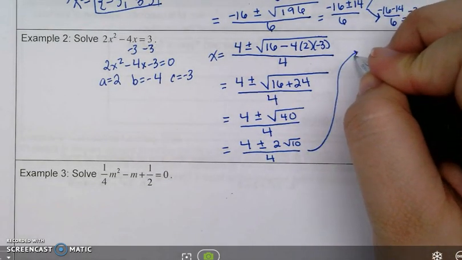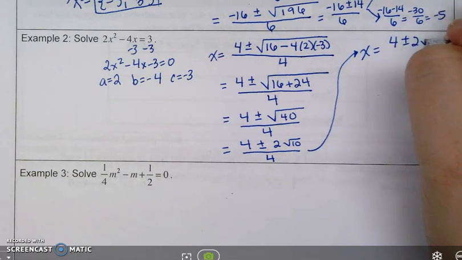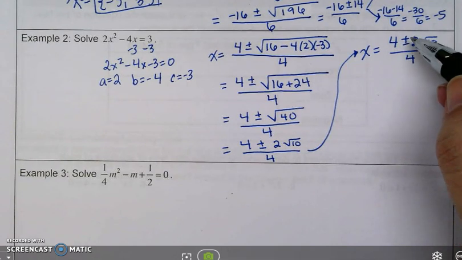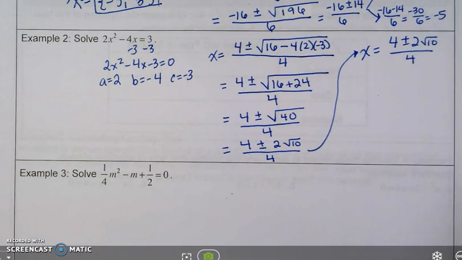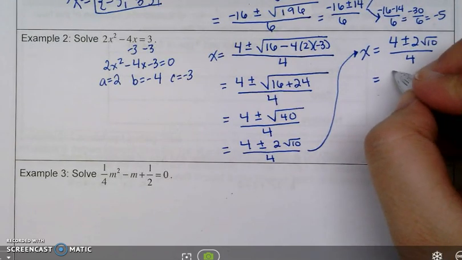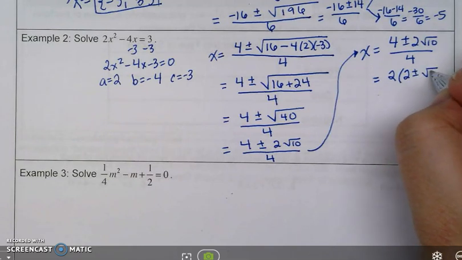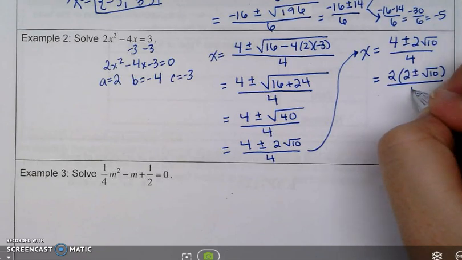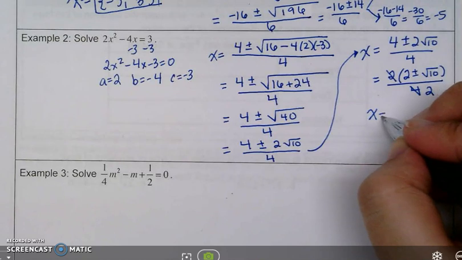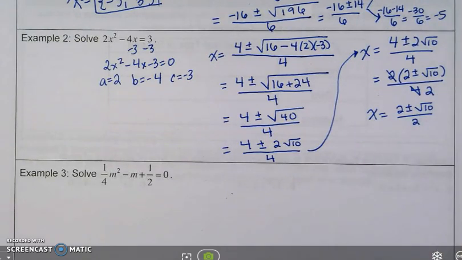I'm going to continue this here. x equals, I'm just copying it first, 4 plus or minus 2 times the square root of 10 over 4. Well, look at all these even numbers that I have. I wonder if I can simplify. Well, in order to simplify a fraction, I need to factor first. So what can I factor out of the numerator? I can factor out a 2. And I'm left with 2 plus or minus the square root of 10 divided by 4. So now the 2 and the 4 can simplify. And I get that x equals 2 plus or minus the square root of 10 over 2.